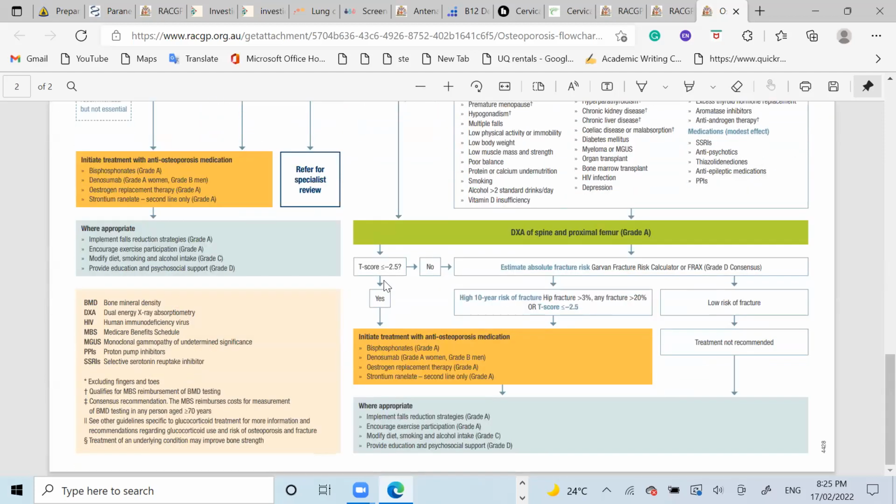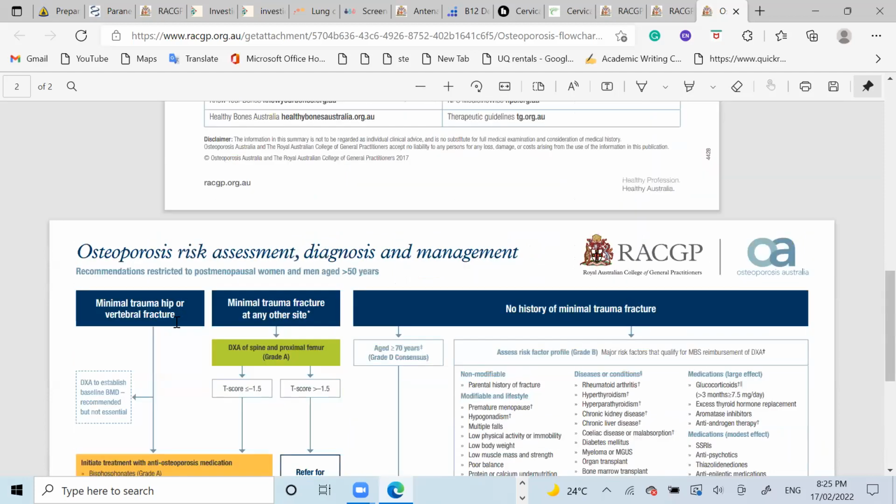This is the recommendation for the minimal trauma fractures in patients. All right, if it is a fracture of any other site other than the hip and vertebra, we do the X-ray of the spine and proximal femur, plus the X-ray of the part that is fractured.